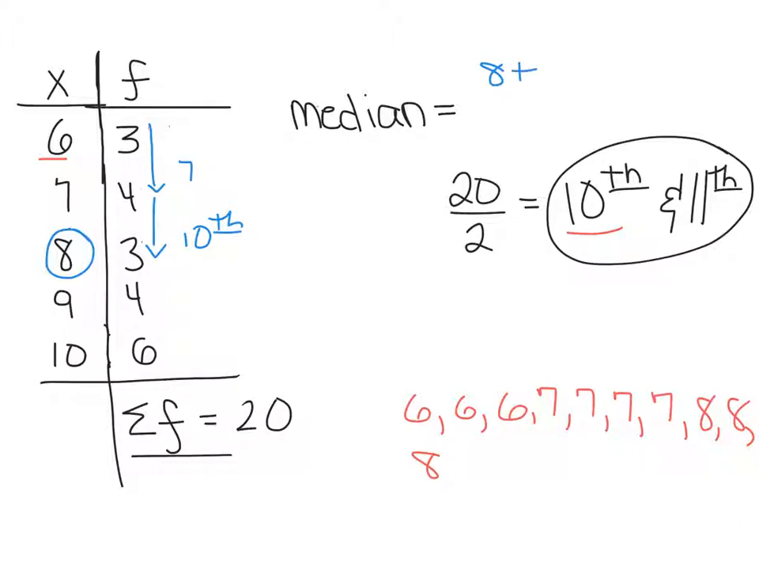Now I need to find the number in the 11th position. So the 11th position is going to be the number 9. Now the median is the average of the two middle numbers. So 8 plus 9 is 17, and then 17 divided by 2 is 8.5. So the median is 8.5.